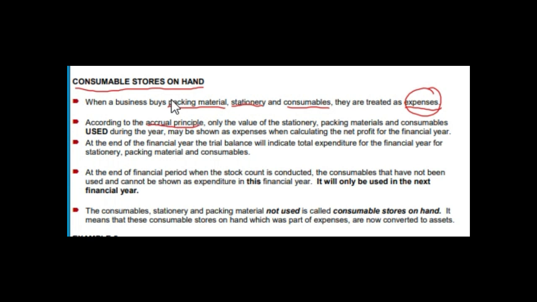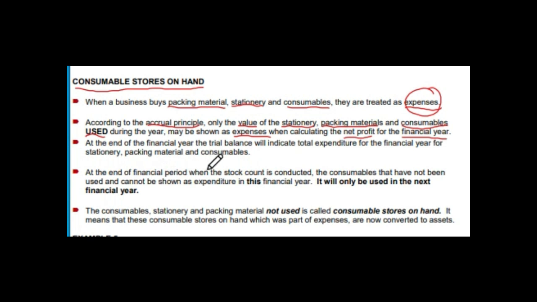According to the accrual principle, only the value of stationery, packing materials, and consumables, those three expenses used during the year, may be shown as expenses when calculating the net profit at the end of our financial year. At the end of the financial year, the trial balance will indicate total expenditure for the financial year for stationery, packing material, and consumables.